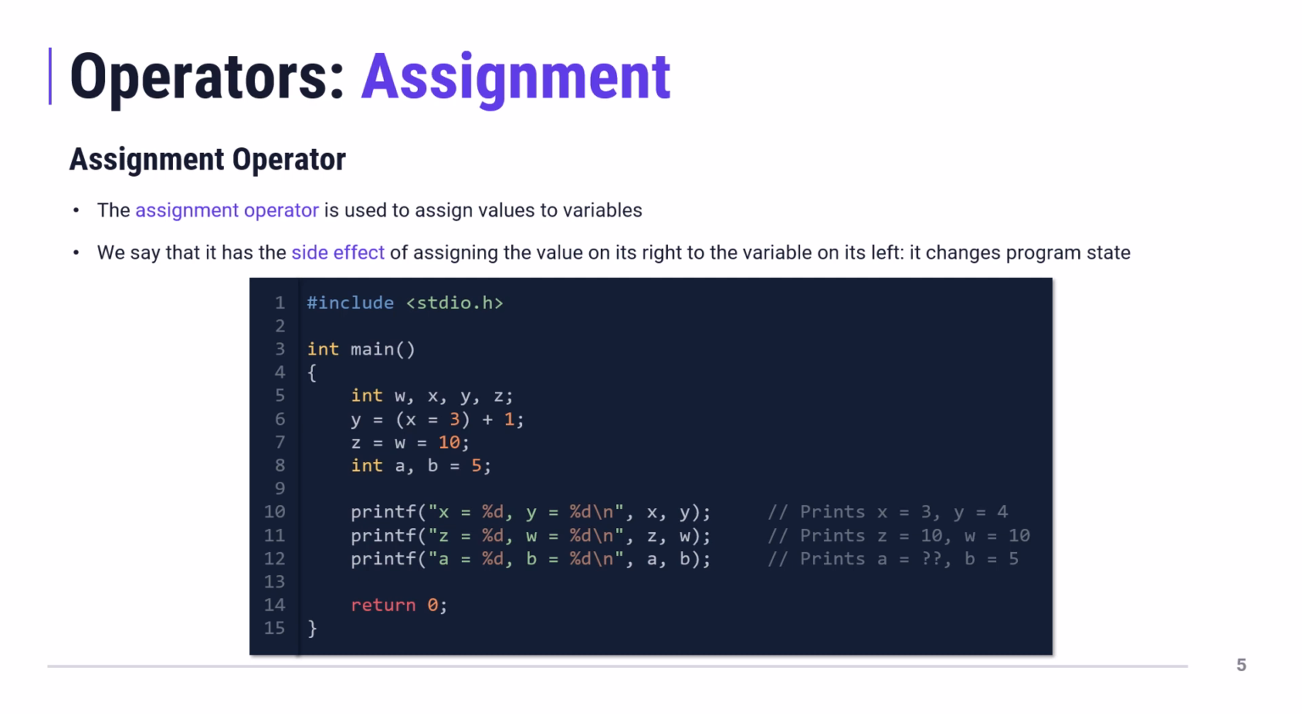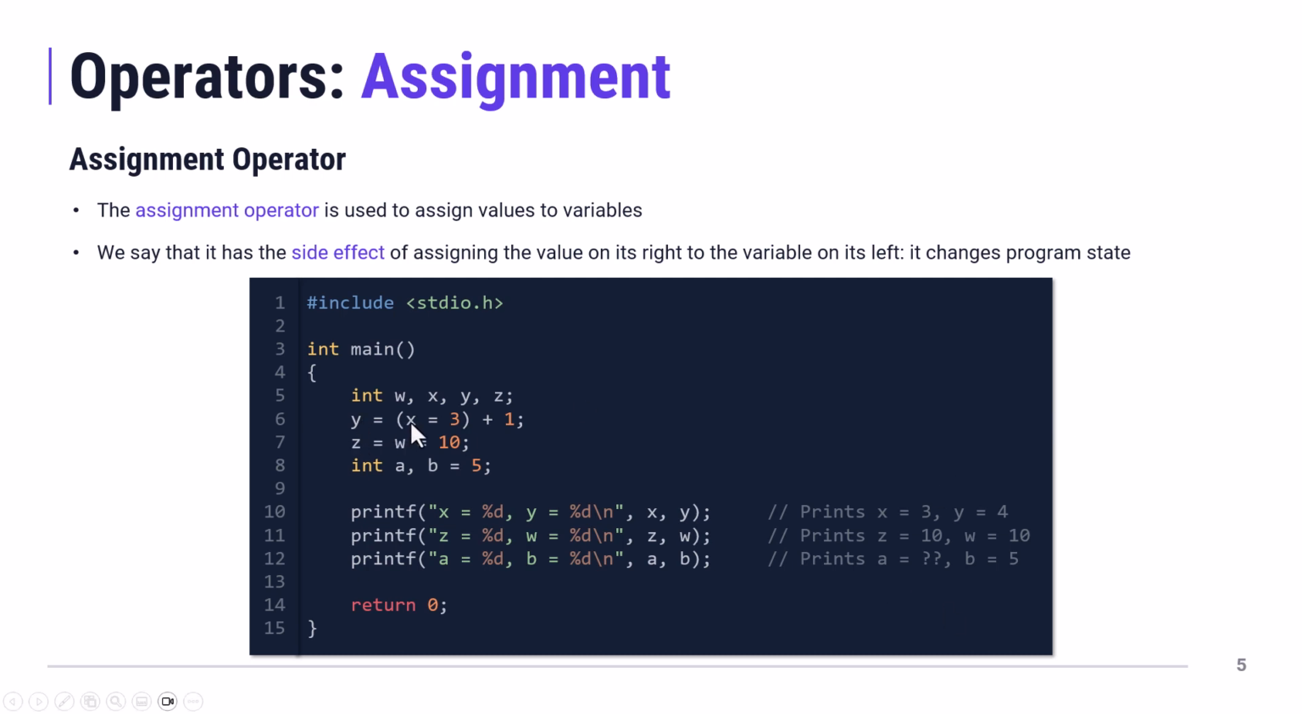Okay, assignment operator, straightforward. It assigns values to variables. We say that it has the side effect of taking the value on the right and assigning it to its left. In other words, it changes program state. When you take CS 3342 next year, programming languages, and you talk about functional programming languages, you'll learn about side effects and how in some languages we try and minimize side effects as much as possible.